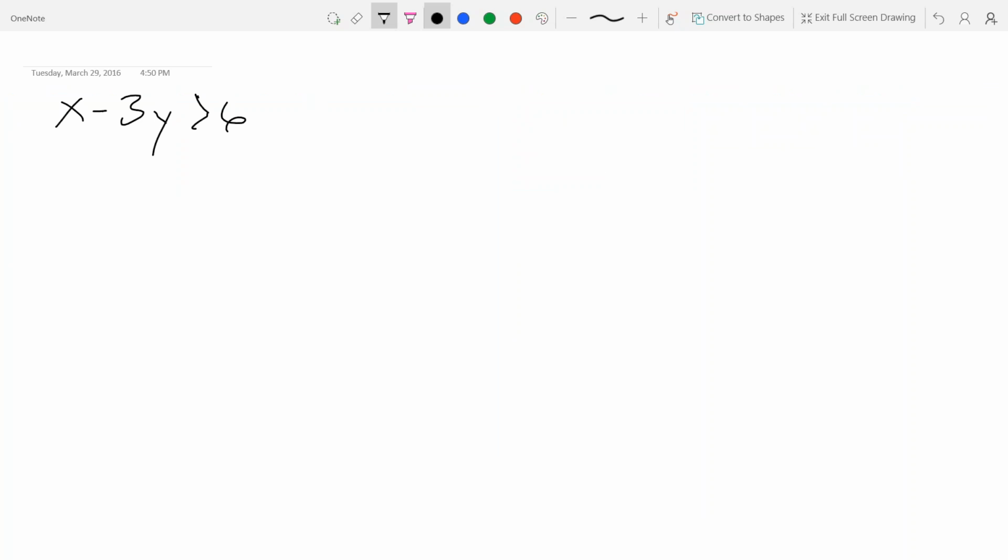So how do I put this in y equals mx plus b format? Because that's still the first step, whether it's an equality or an inequality. You could subtract x onto the other side of the equality. Okay, what's the next line? Tell me.